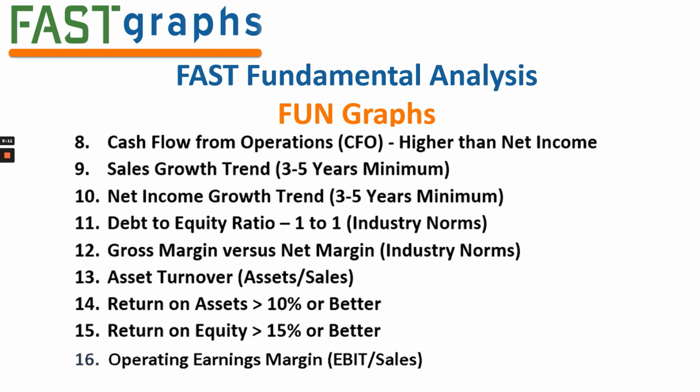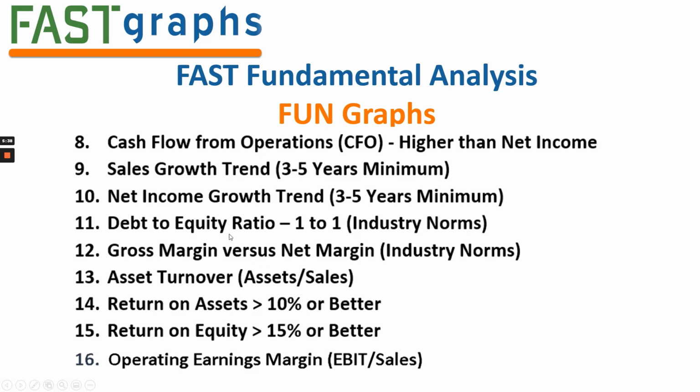It's fun because we take all the drudgery out of this process. And so we're going to look at things like cash flow from operations being higher than net income. That's a good indication that the company is utilizing its cash correctly or properly or efficiently, maybe is a better way of saying it. We want to see sales growth. Obviously, ultimately, the bottom line starts with the top line. So we want to see good sales growth. We want to see net income growth as well.